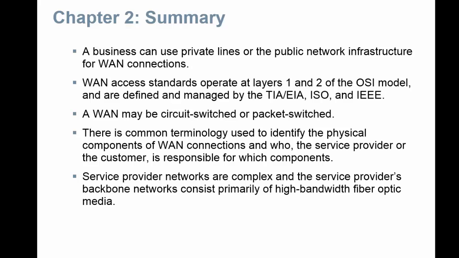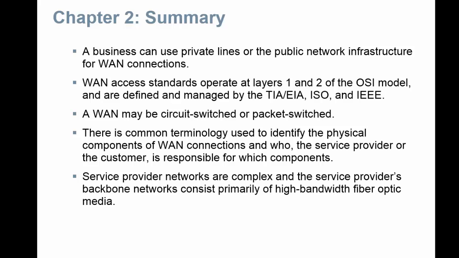So remember, a business can use a private line or a public one. The WAN access standards operate at layers 1 and 2 of the OSI model and are defined and managed by the TIA, EIA, ISO, and IEEE. A WAN may be circuit switched or packet switched. There's common terminology used to identify the physical components of a WAN connection and who, the service provider or the customer, is responsible for which components.